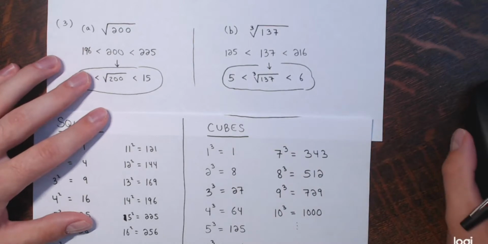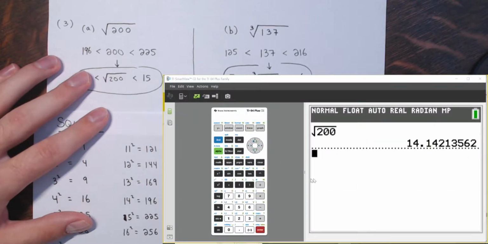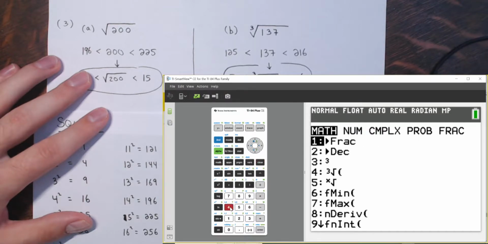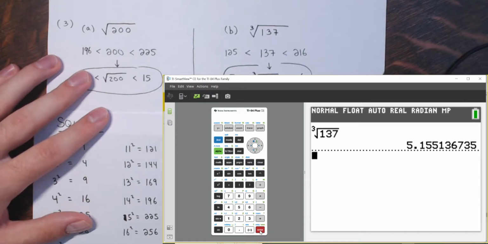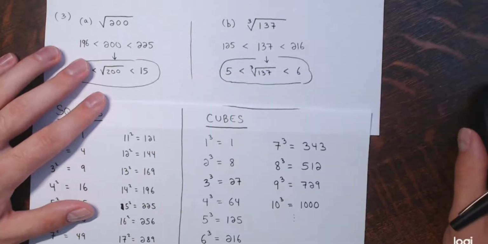Alright, let me enter that and check it out just to double check. So I enter cube root of 137, and indeed it is 5 point something, right? 5.15. It is definitely between 5 and 6, as we said earlier. Wonderful. Alright, moving on.